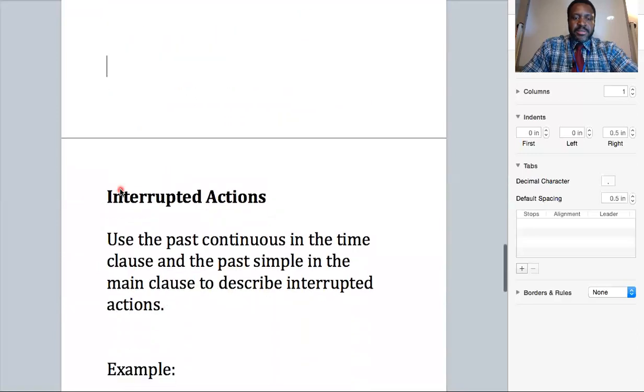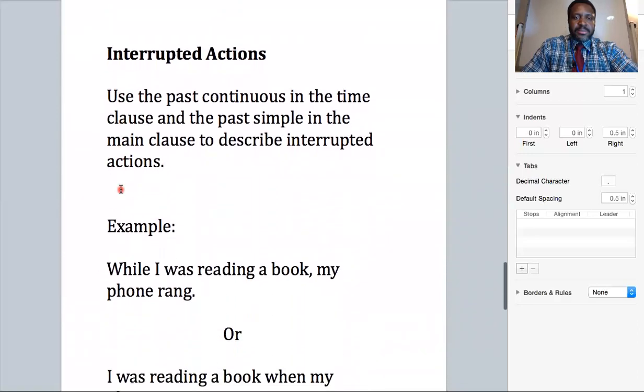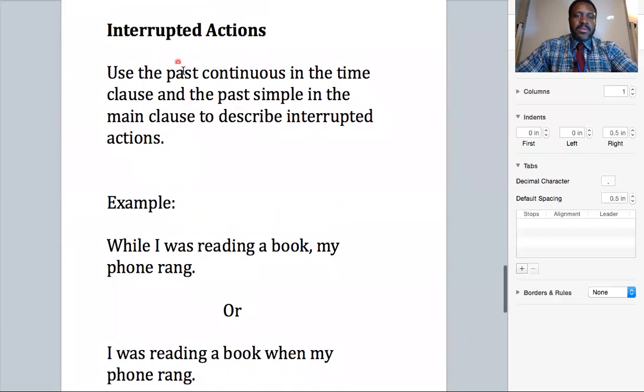Interrupted actions. Use the past continuous in the time clause and the past simple in the main clause to describe interrupted actions.